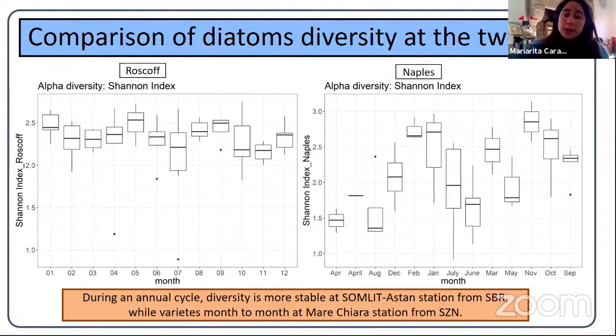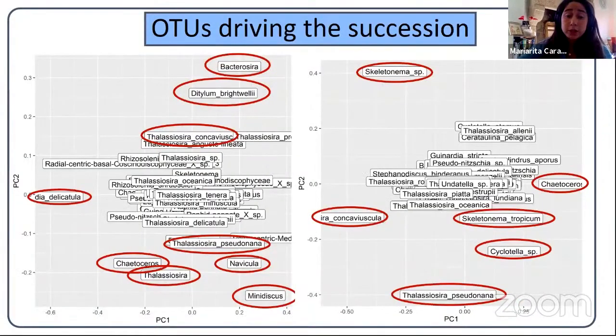Also, we compared the OTUs that are driving this succession. And we could see that, of course, the OTUs are different between those two environments because they are very different environments, but some of them are in common, like, for example, Thalassiosira concavuscula. Even though these results need to be confirmed with the new OTU table that we are building, because to compare two different metabarcoding datasets, you need the same procedure of building the OTU table and of assigning those sequences. This is an ongoing project that we are pursuing now.